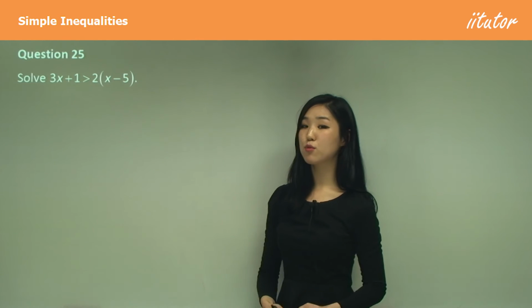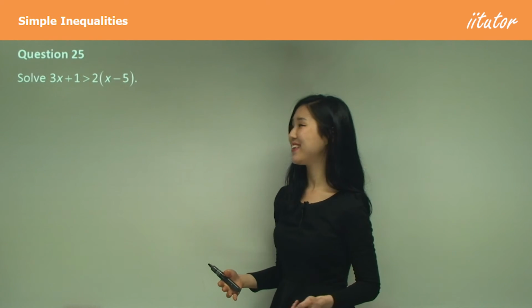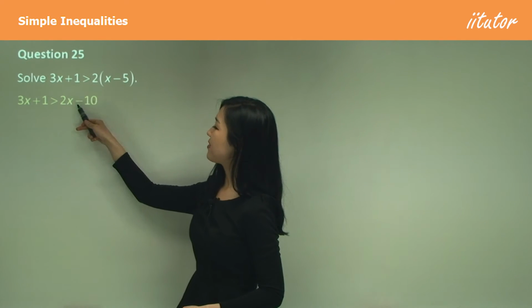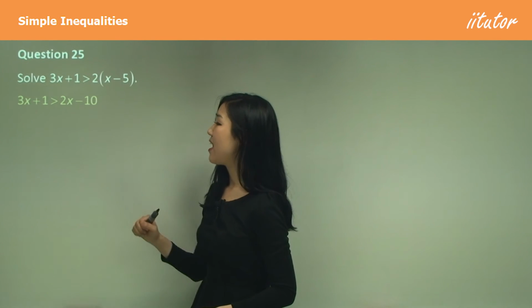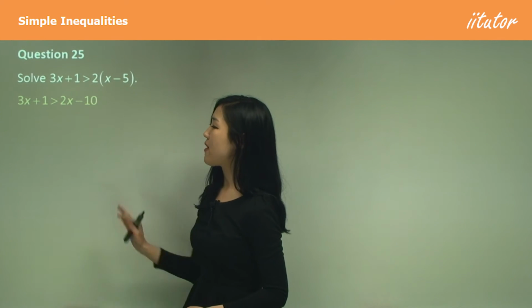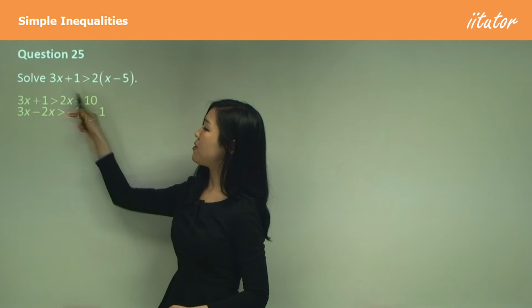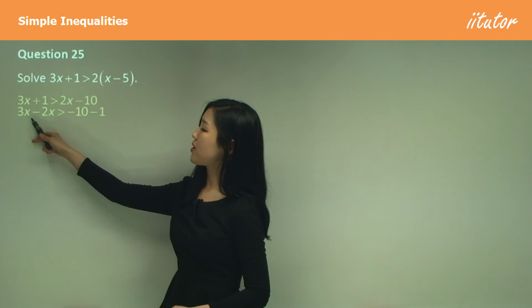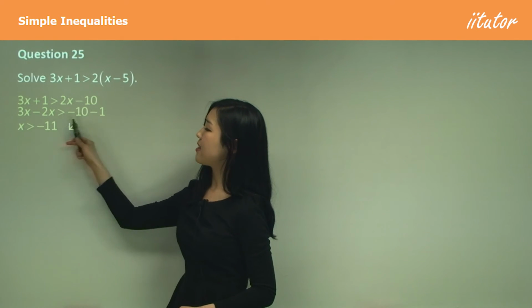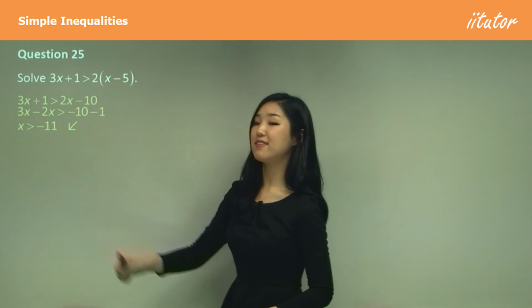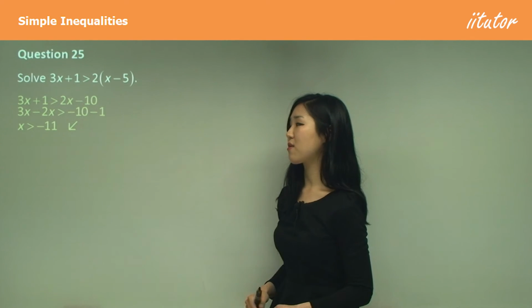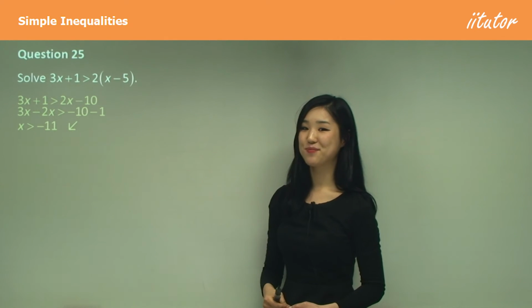We've got grouping symbols. Get rid of them by expanding. So I've got 2x minus 10. And then gather your like terms. So move x's onto your left and numbers onto your right. So 3x minus 2x is x. Negative 10 minus 1 is negative 11. So x is greater than negative 11 is the answer.